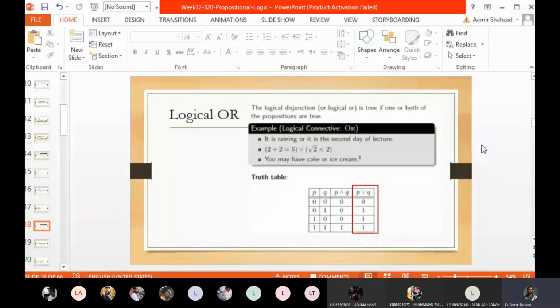Yeah, Daniel, it's true. It's just like OR gate. So, like the third statement is you may have cake or ice cream. So, just like if someone has gone to the party and he is given option, you can take cake or ice cream. Actually, according to logic, we can take cake, we can take ice cream, or we can take both. But we have to be careful.